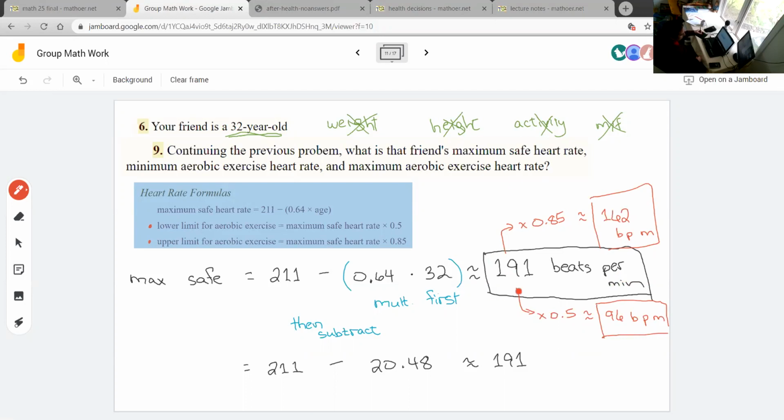So when you're exercising, if you're wanting aerobic exercise, you should be between 96 and 162. If you get as high as 191, then you're not hurting yourself, but that's pushing it too much. Assuming you're 32 years old. Okay, questions on any of that?